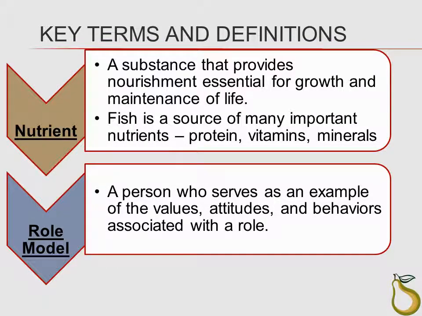Let us go over several key terms and definitions related to the basic elements of nutrition that will help build vocabulary and clarification of this topic area. Nutrients: a substance that provides nourishment essential for growth and the maintenance of life. For example, fish is a source of many important nutrients, including protein, vitamins, and minerals.